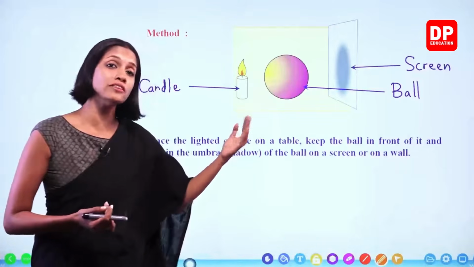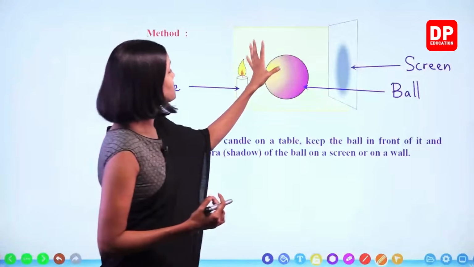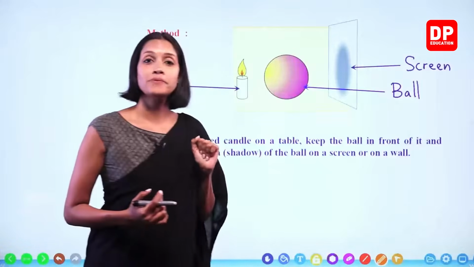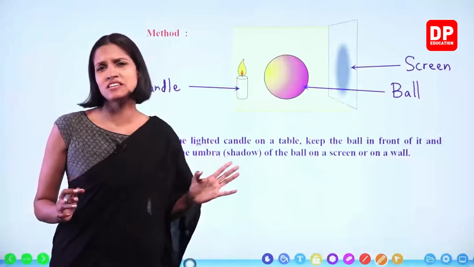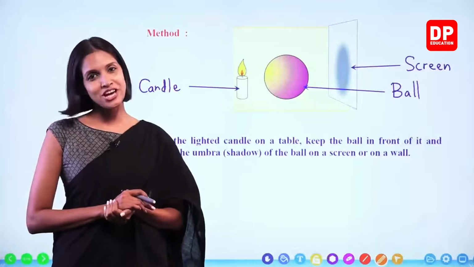Now you all know another name for shadow is umbra, right? So you have to take the umbra or the shadow of this ball on this screen. Right, children? So as I told you all, this activity is very easy, right? You all can do it at home. So let's do this activity now.